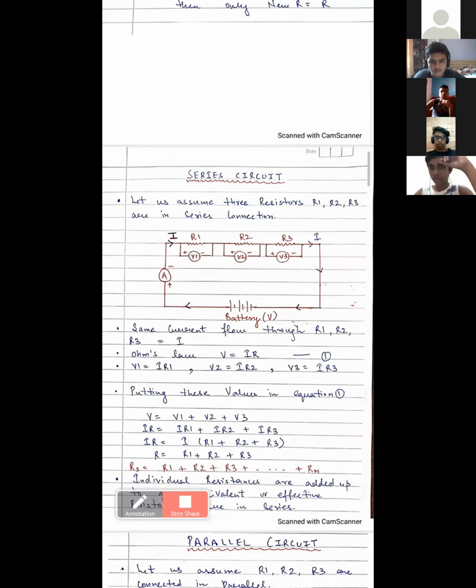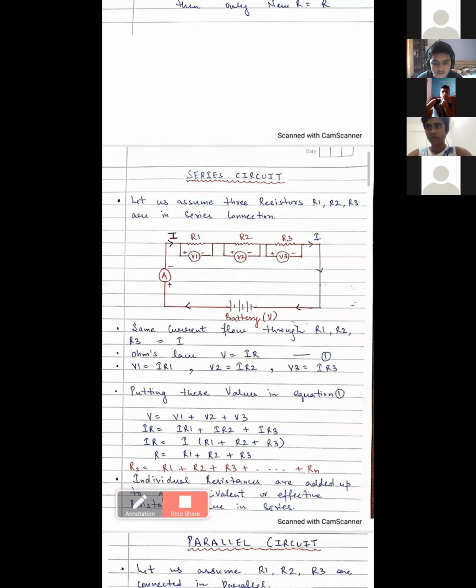Now applying Ohm's law, V equals IR. V is the total voltage of the circuit, I is the total current, R is the total resistance of the circuit, which I have to calculate. Then if I apply Ohm's law on resistance R1, voltage across R1 will be V1 equal to IR1, V2 equal to IR2, V3 equal to IR3. Putting this in the above equation, total V will be equal to the addition of the voltages of the three resistances, V1 plus V2 plus V3.